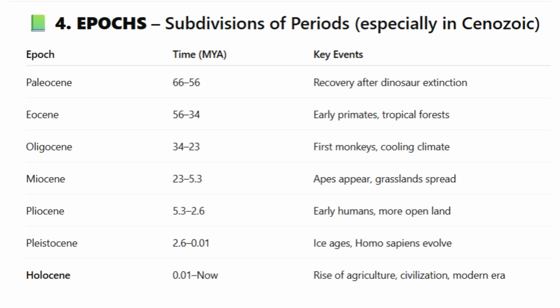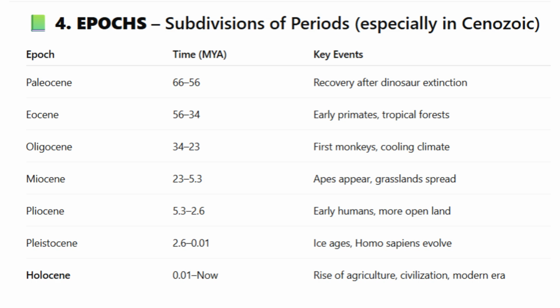Eocene epoch, 56 to 34 million years ago. Next comes the Eocene. A warm, tropical Earth, filled with dense forests. And the rise of the first primates. Oligocene epoch, 34 to 23 million years ago. In the Oligocene, the world begins to cool. Forests shrink. Grasslands begin to spread. And the first true monkeys swing into view.